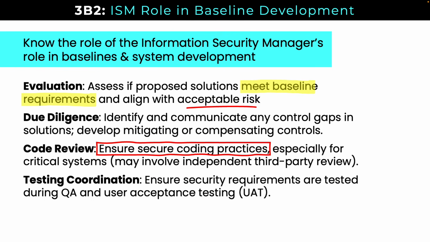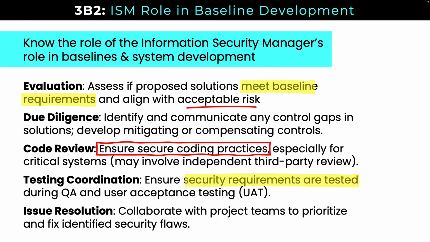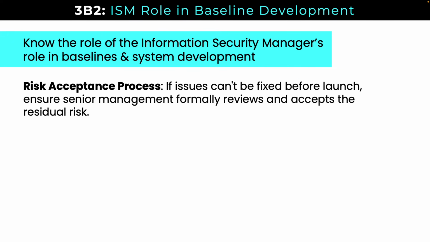Testing coordination, making sure that security requirements are actually tested during QA and user acceptance testing, so before we go into production. And issue resolution, collaborating with project teams to prioritize and fix identified security flaws. The risk acceptance process. So if issues can't be fixed before launch, ensuring senior management formally reviews and accepts the residual risk. And of course, documenting that acceptance. It should be recorded in the written record.